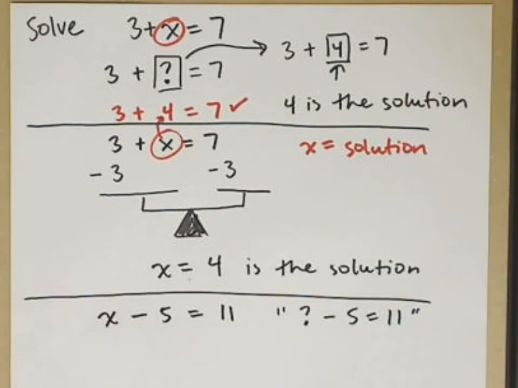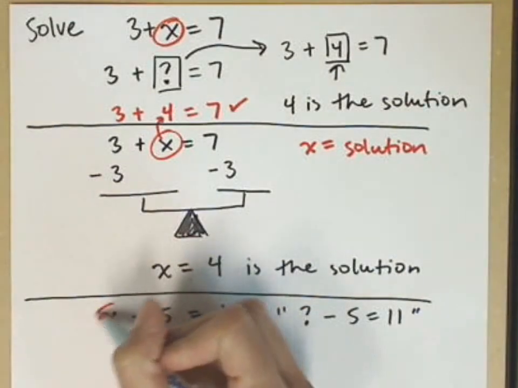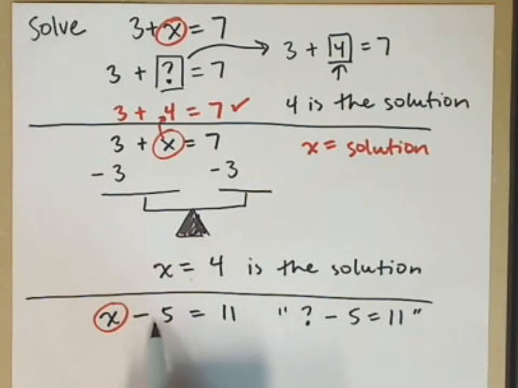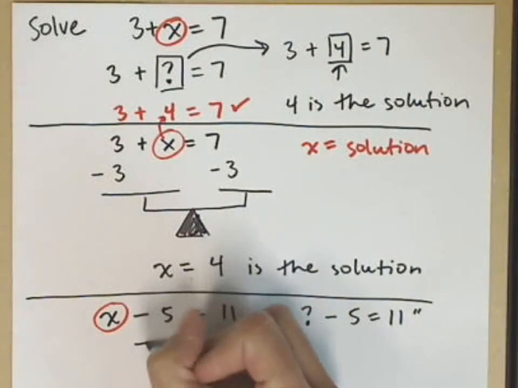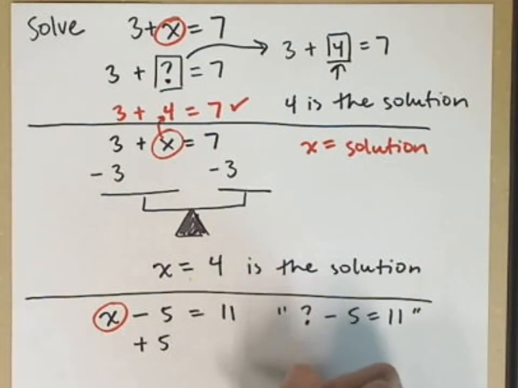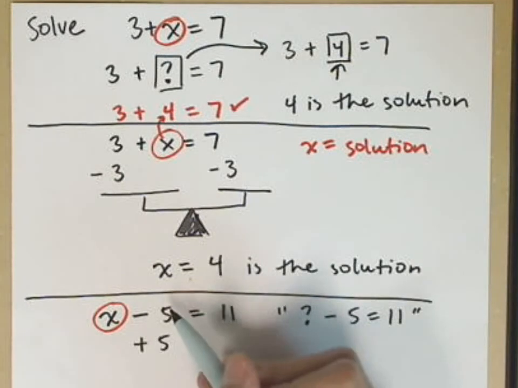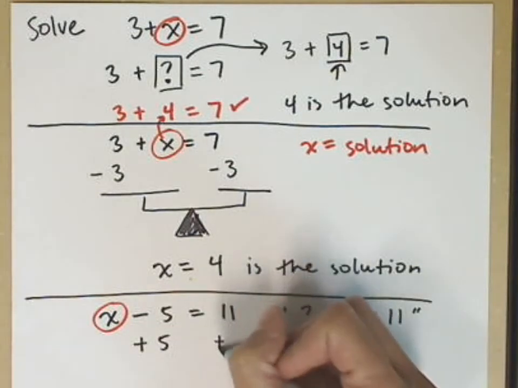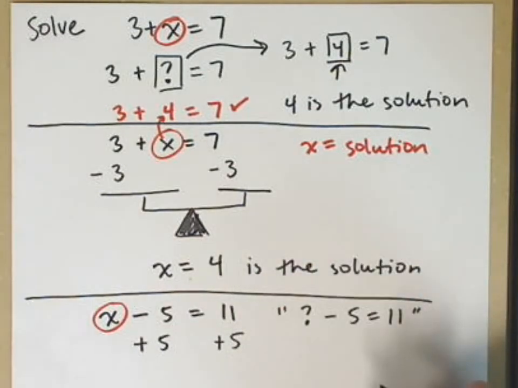Now again, I want to isolate the x. Here's the x. I want it all by itself, but right now I have a 5 being subtracted from it. I need to do the opposite to get rid of that 5. Since this 5 is subtracted, I'm going to do the opposite and add it. That will remove the 5 because negative 5 plus 5 is 0. But whatever I've done to the left, I need to also do to the right to keep that balanced. So I'll add the 5 there too.